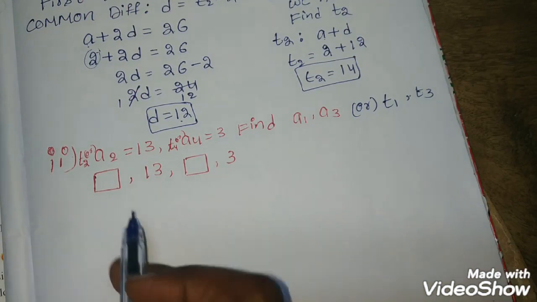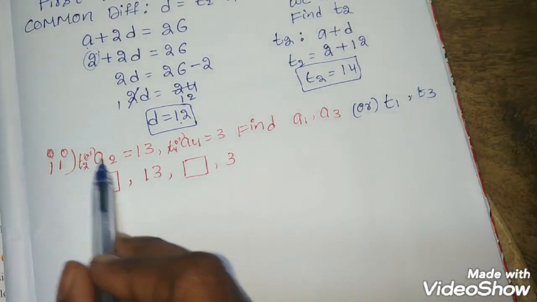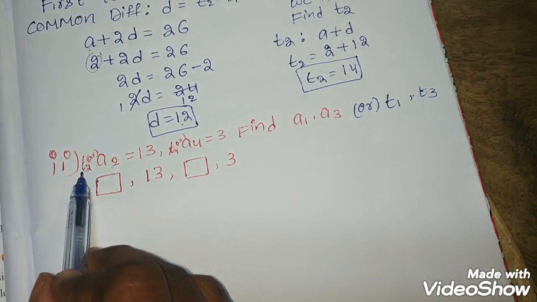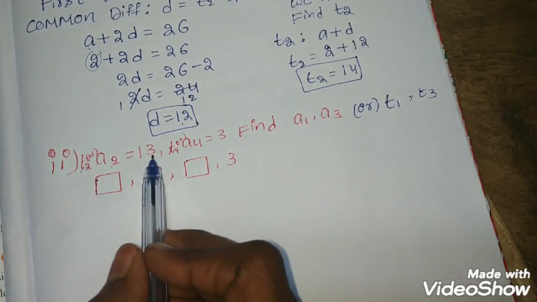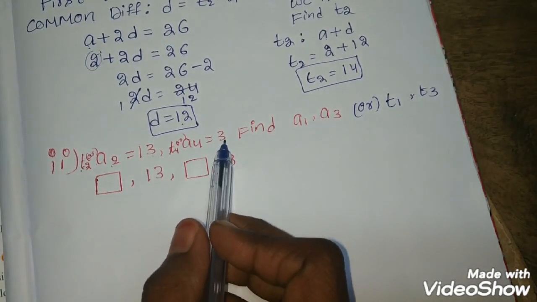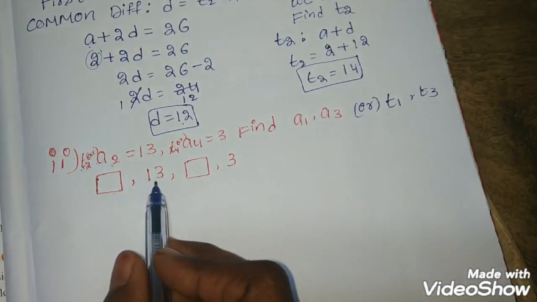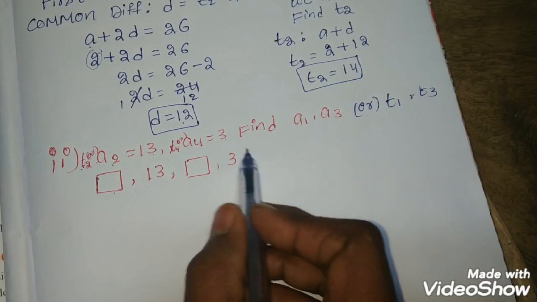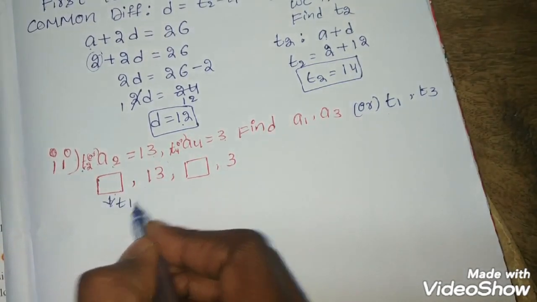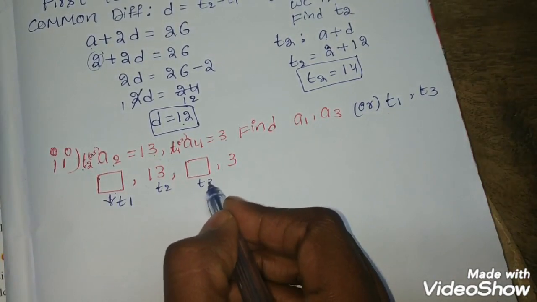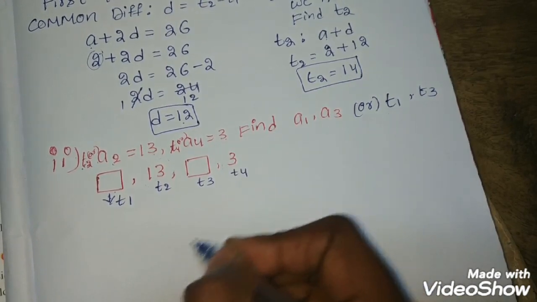The next second question is term 2 or A2. Instead of A, you can say T. That is 13 and term 4 is 3. We have to find term 1 and term 3. See, they only gave term 2 and term 4. This is term 1, term 2, term 3 and term 4.